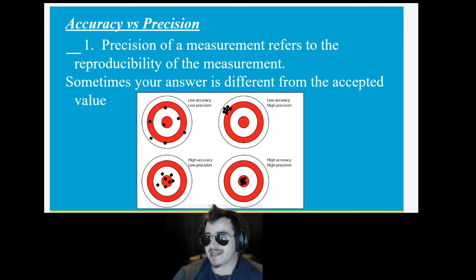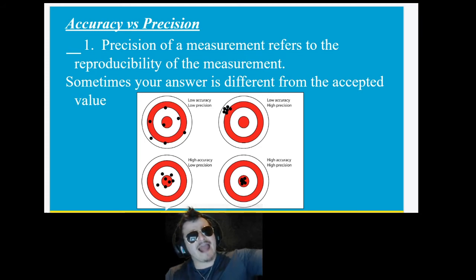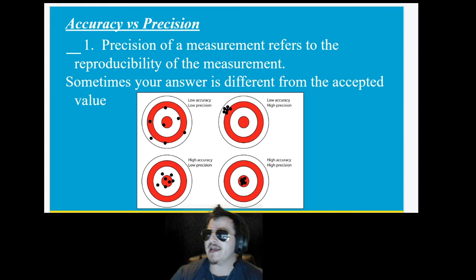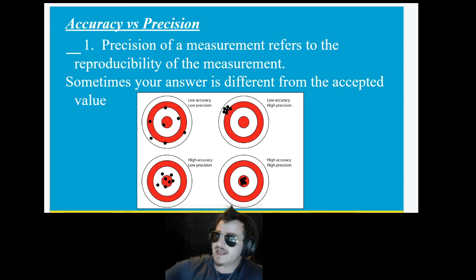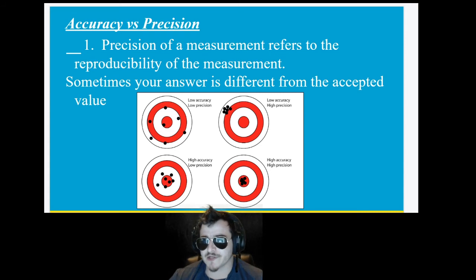Accuracy is being able to say, I want to hit the bullseye, and I hit the bullseye. Okay? So now let's ask ourselves a couple of questions. Can we be accurate without being precise? Can we be precise without being accurate? Let's present a couple of different scenarios.